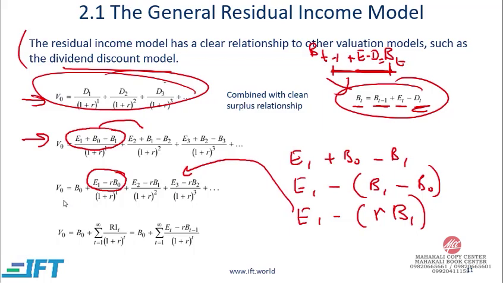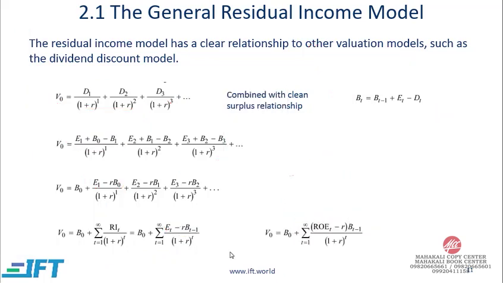So we have used our dividend discount model as a starting point, and we have ended up with this relationship that the value at time 0 is the book value at time 0 plus the present value of all future residual incomes. When we use the summation sign, this can then be written like this with summation. So these two relationships essentially are equivalent. You can either just write residual income or you can have the expanded form of residual income.